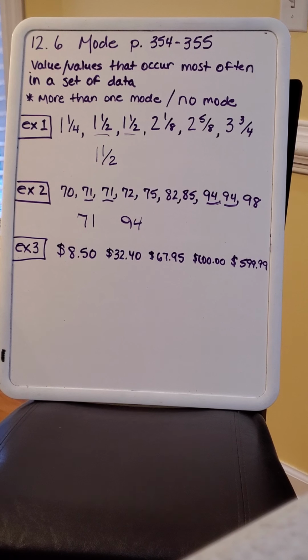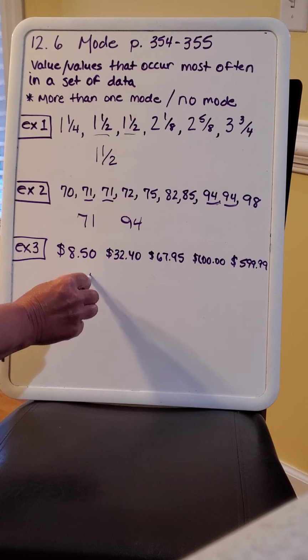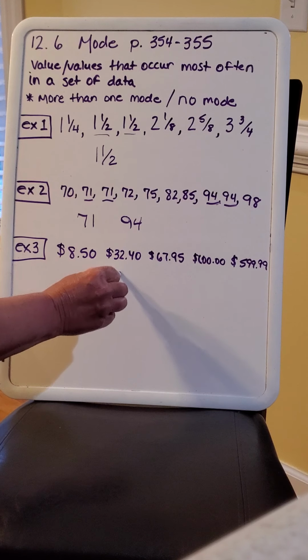And then the last example is money. I have 850, 3240, 6795, 100, and 599.99. None of those are the same, so there is no mode.